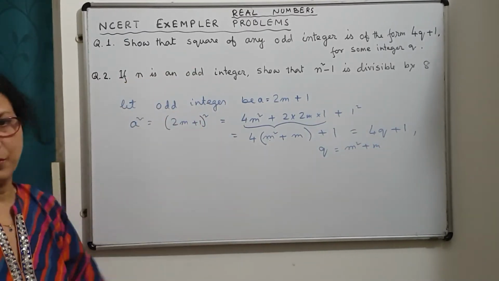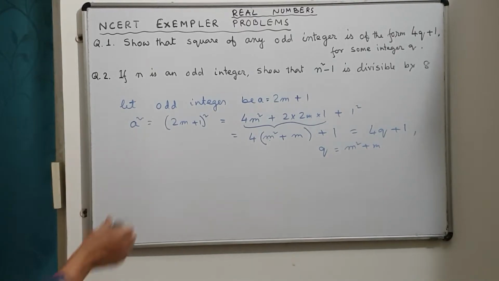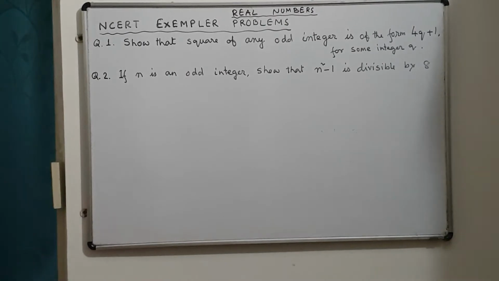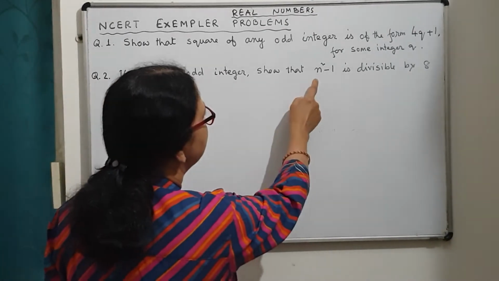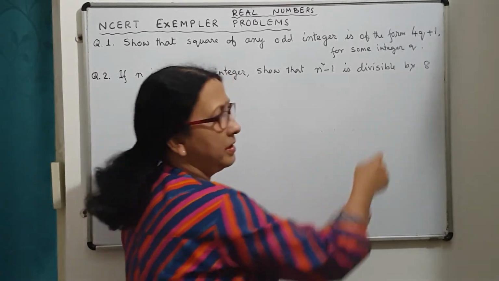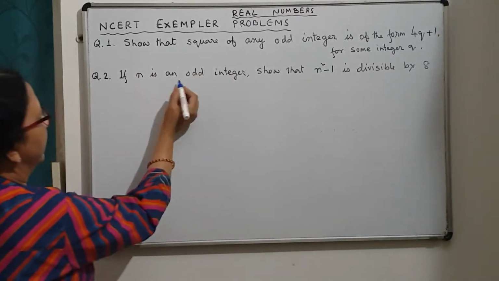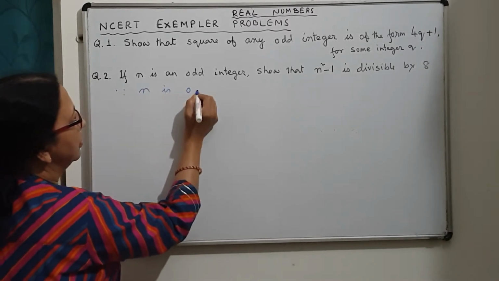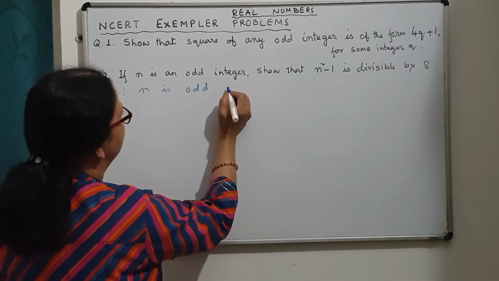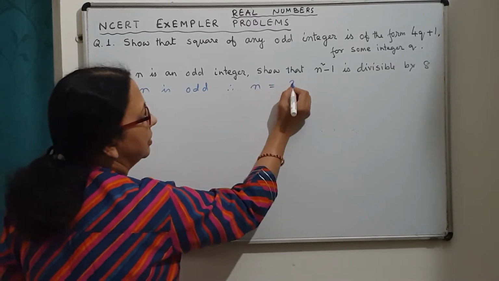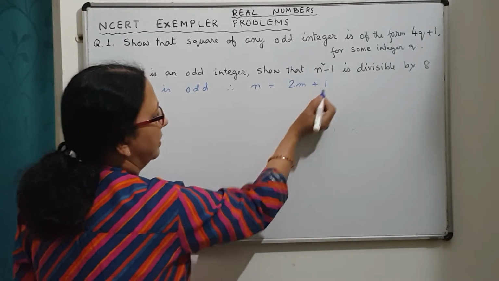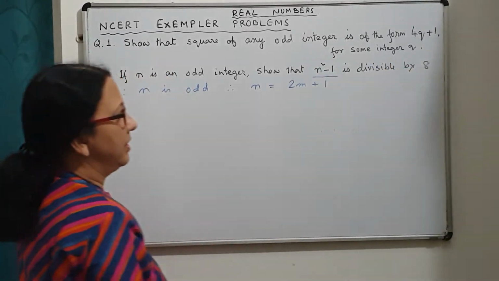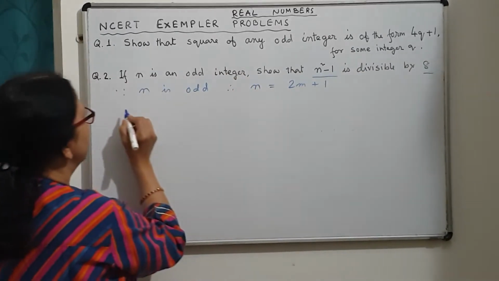Now let us come to the next question. If n is an odd integer, show that n square minus 1 is divisible by 8. So n is an odd integer. Since n is odd, we can write n as even plus 1. Now I have to show this is divisible by 8.